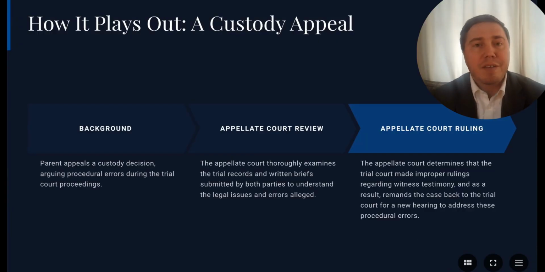How does it play out in a custody appeal? You could believe that the court looked at the information wrong. They didn't apply the best interest standard correctly. You could appeal it. And then the appellate court looks to see, does that evidence tie into what the law actually was? And they could make a ruling from there.